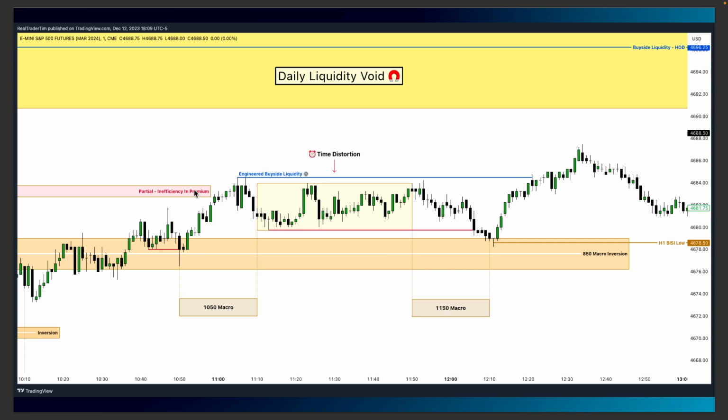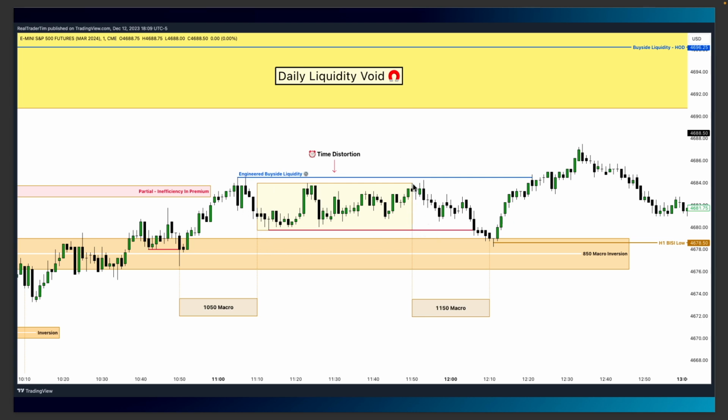Going forward, you can see we got what would have been a second partial, the inefficiency in premium from the first slide on the lower time frame. And now I want to focus on this chop, accumulation, consolidation, whatever you want to call it, in here. So when is this consolidation occurring? Between the 1050 macro and the 1150 macro. If we expect the macros to be the time period during the day where the algorithm is going to seek liquidity or inefficiency, wouldn't it be more reasonable to expect accumulation, consolidation before macros? Okay, it's coming after the 1050 macro and before the 1150 macro. So it's between these two macros.